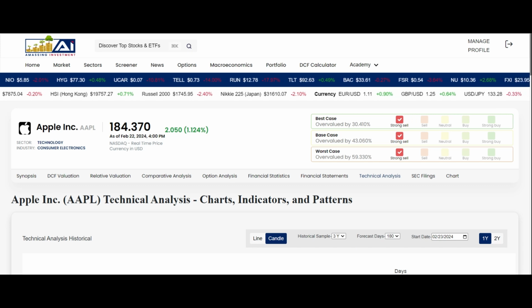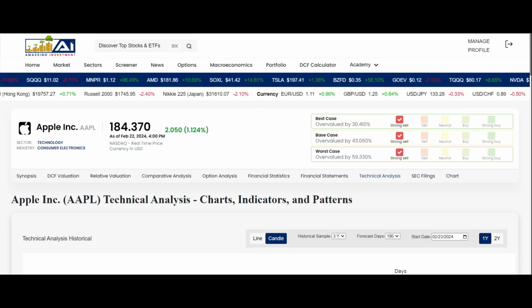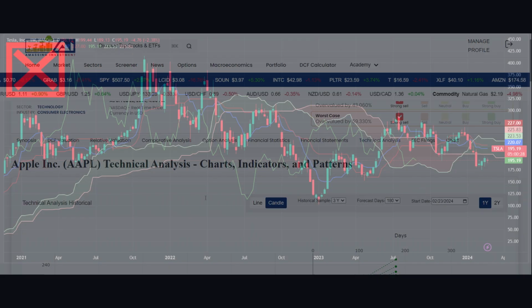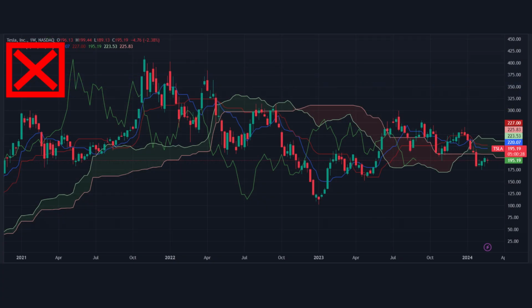Now welcome to a groundbreaking section of Amassing Investment, where we redefine the approach to technical analysis for Apple stock. If you've ever been intrigued by the stock market, you're likely familiar with the term technical analysis. Traditionally associated with charts and indicators like moving averages or Bollinger Bands, conventional technical analysis has been a staple for traders seeking to navigate price action.